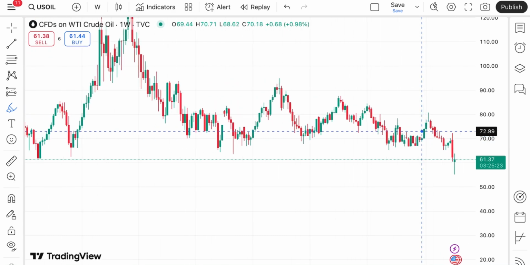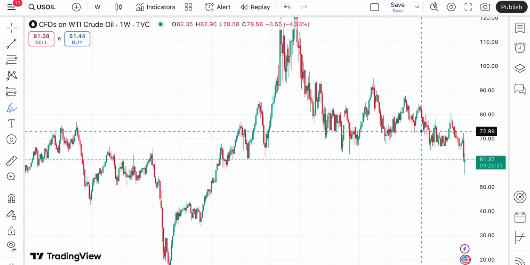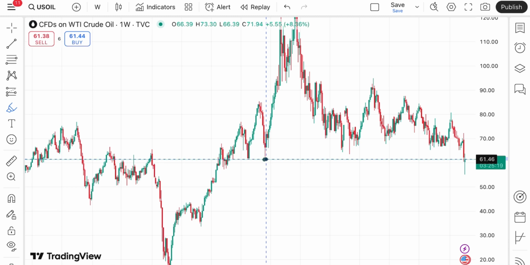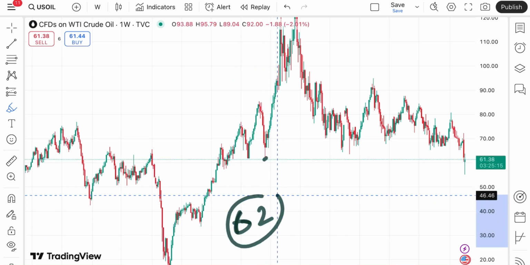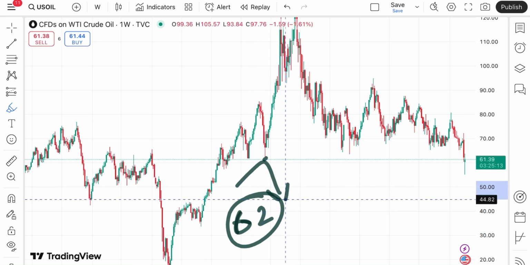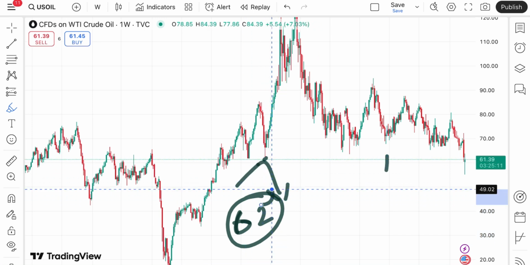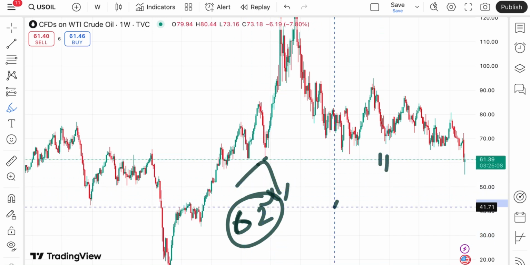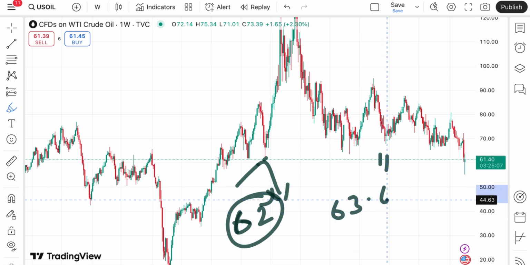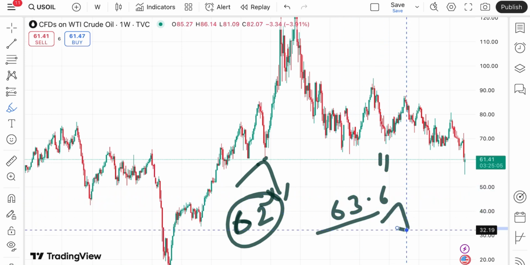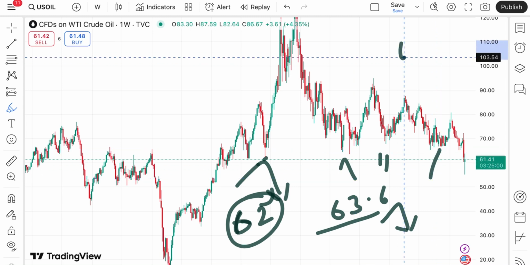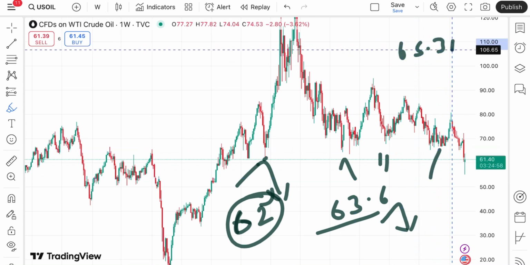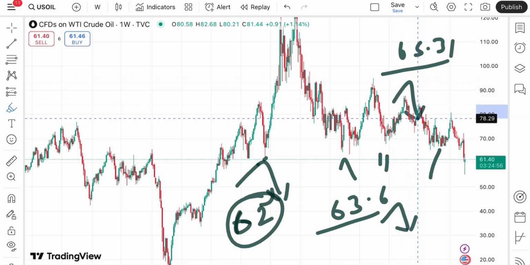Before I move ahead, I have already explained that as soon as the price started going towards $62, we can see a bounce back can come from this particular level. But if that doesn't sustain and it goes above that level, we can see a level of $63.6, and a bounce back can come from this level also. Similarly, if it goes above this level, we can see a level of 65.31, and from there a bounce back can come.